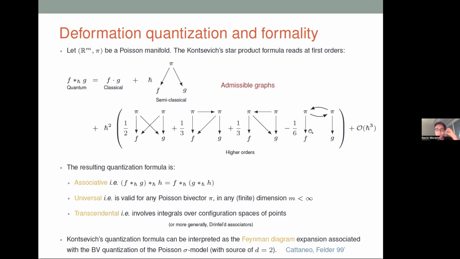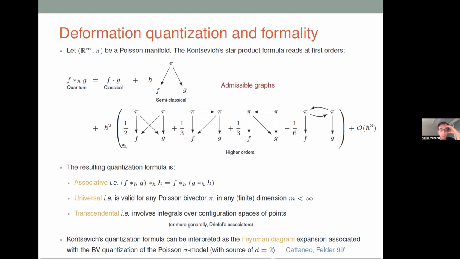Indeed, for infinite dimension, the formula breaks down due to graphs which contain some cycle, which is a directed path from one vertex to itself. And this cycle will introduce some traces, which are ill-defined in infinite dimension. So this formula breaks down for infinite dimension, but still it is valid for any finite dimension.